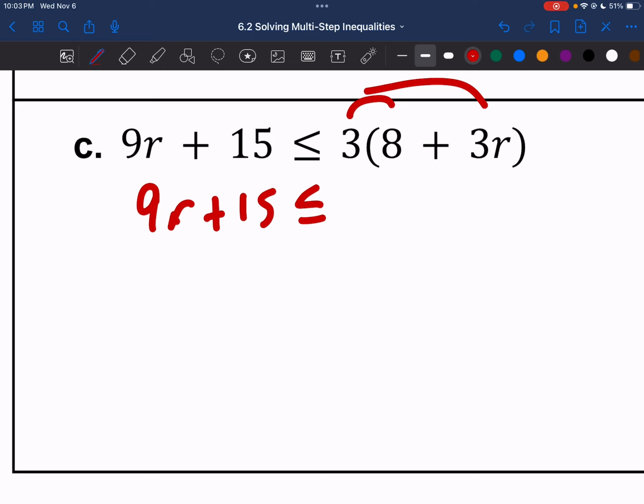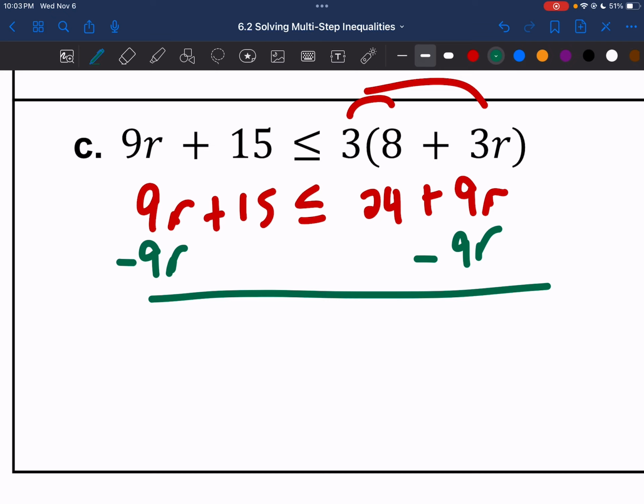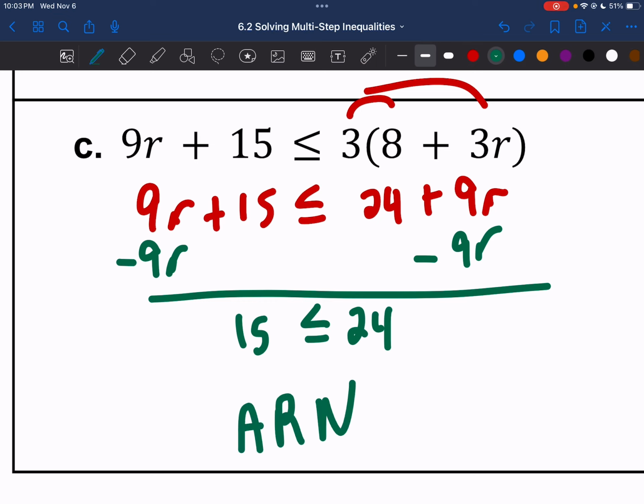3 times 8 is 24. 3 times 3r is plus 9r. We subtract 9r from both sides, and we get 15 is less than or equal to 24. And that is true, so that is all real numbers.